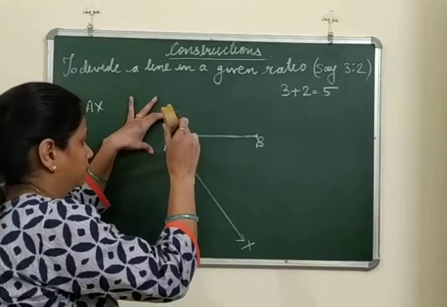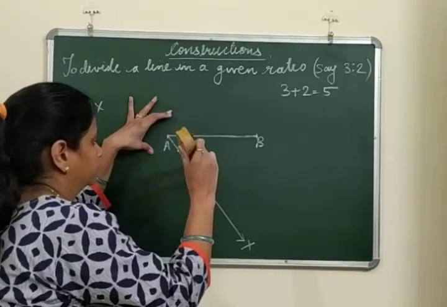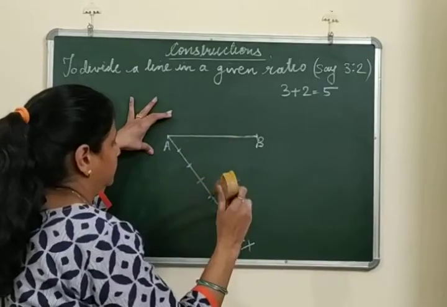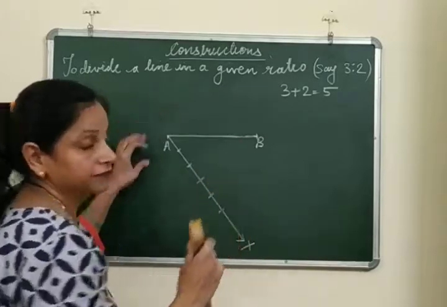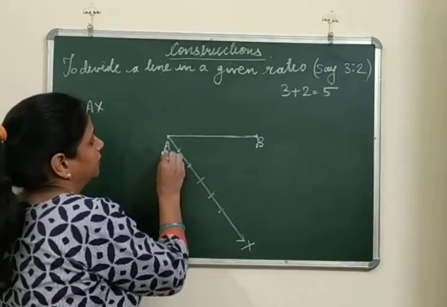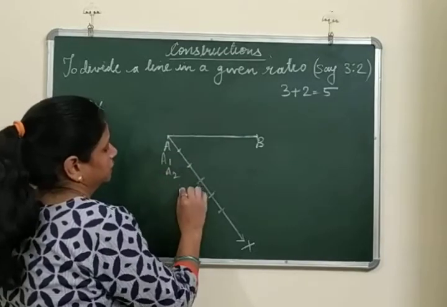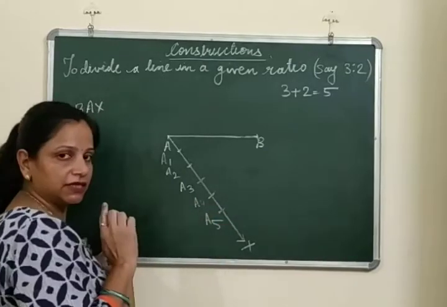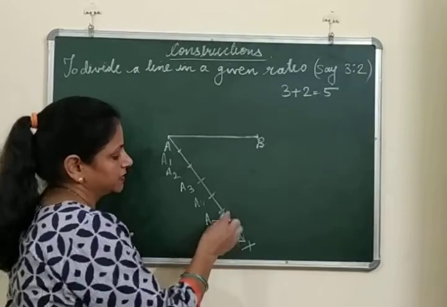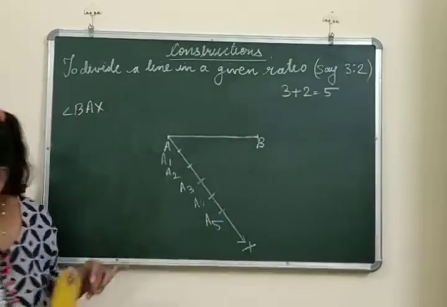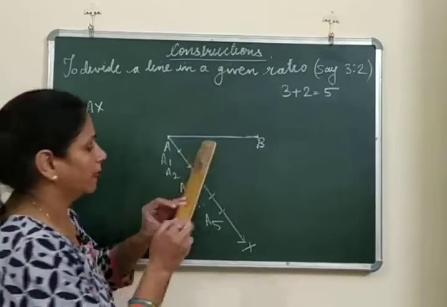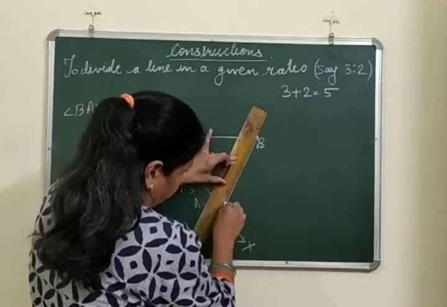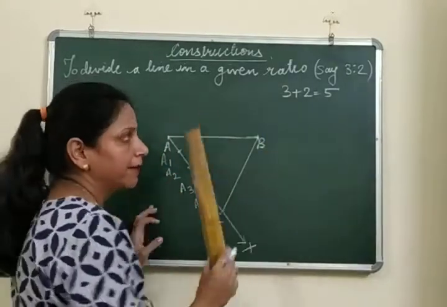1, 2, 3, 4 and 5. We name these points as A1, A2, A3, A4 and A5. This is the third step. Next step is join this A5 to B. We have joined A5 to B.